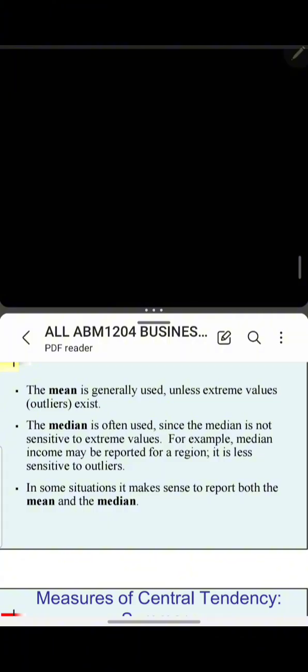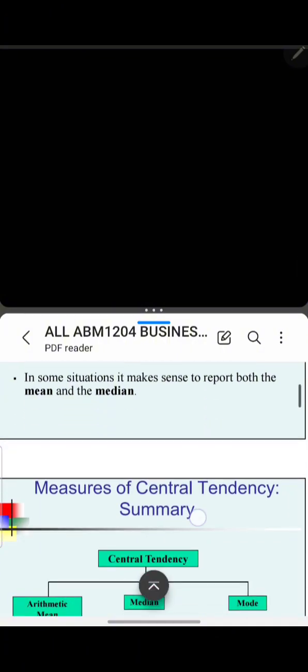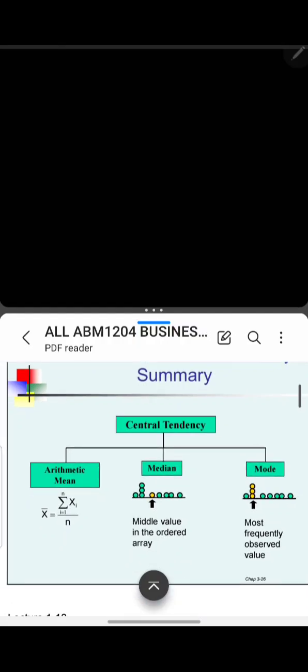So that is it. Measure of central tendency. This is a summary. Arithmetic mean is simply the total of the items divided by the number of items. The median is simply the middle value in an ordered array, and the mode is simply the most frequently observed value.